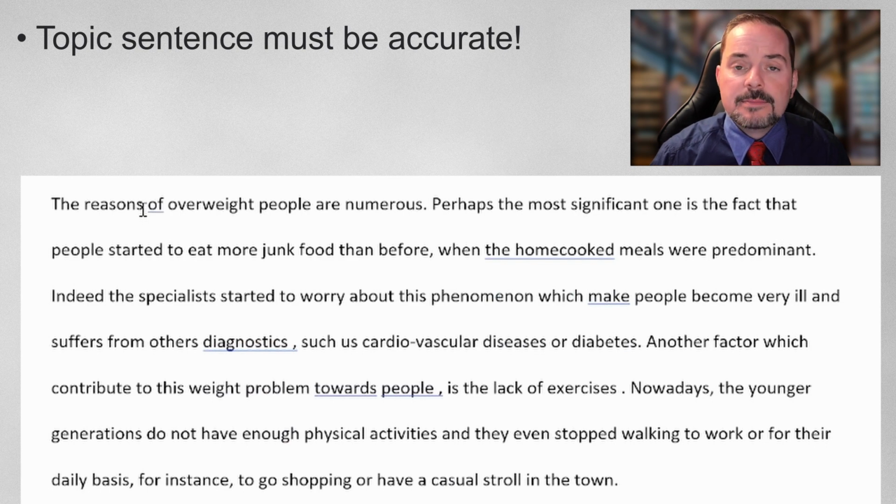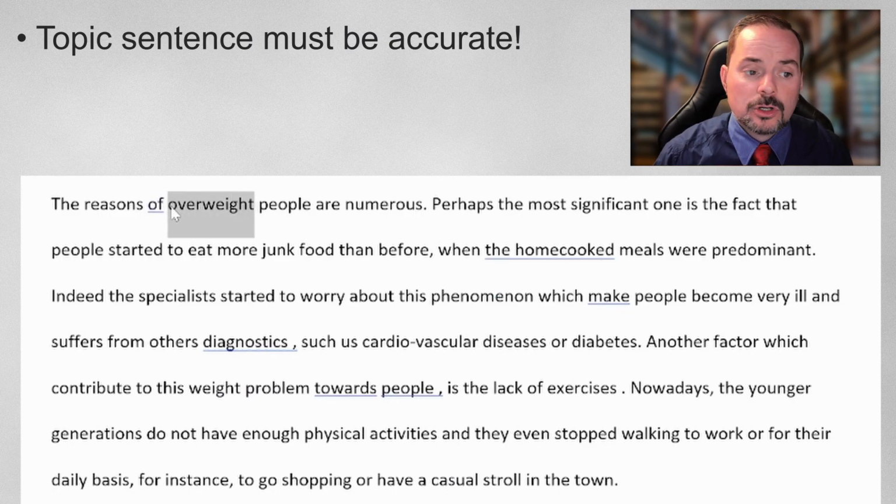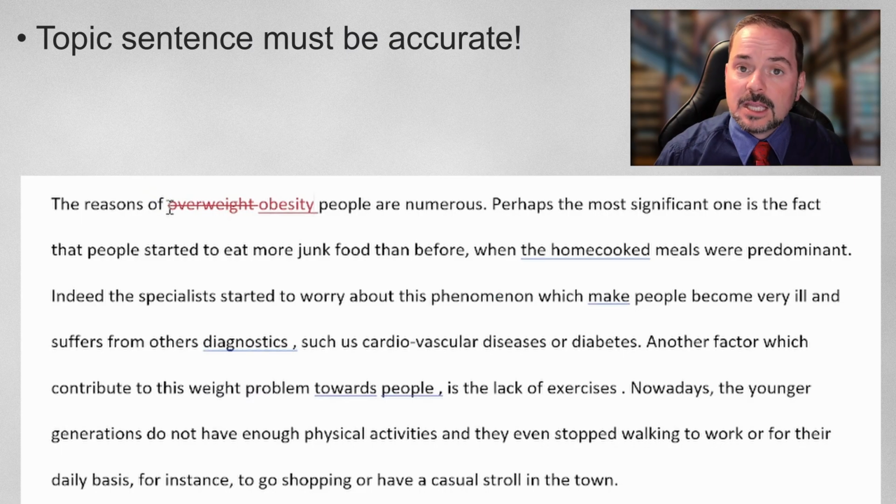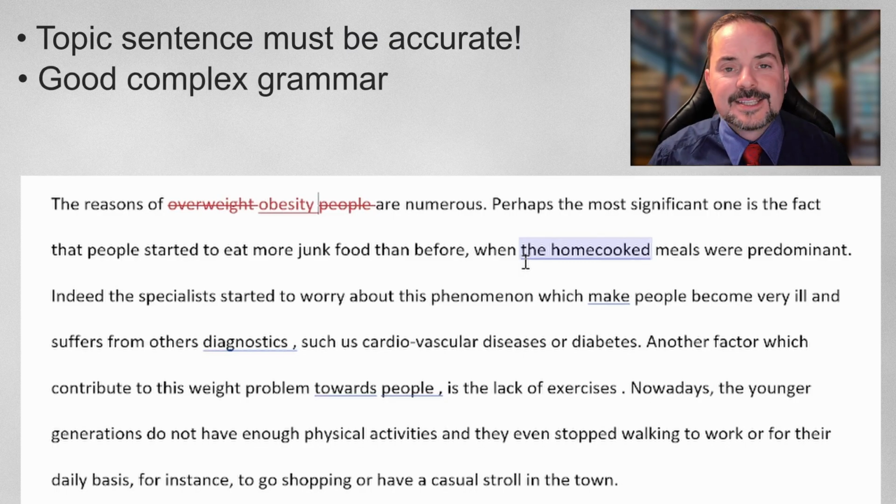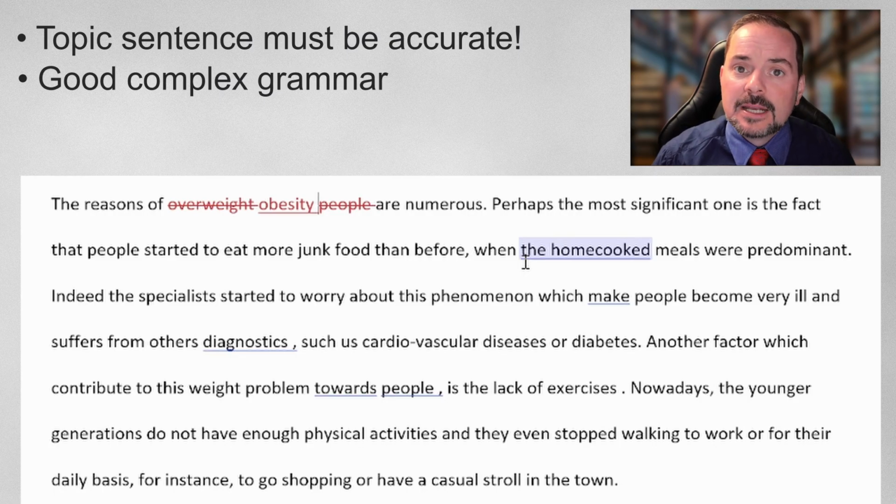In this case, making a grammatical correction, like the reasons of being overweight, or simply using a more direct term, the reasons of obesity, are numerous, is a good correction to pay attention to when the student reviews their essay before finishing the exam. In the next sentence, this candidate does a good job of using complex grammar with a dependent and independent clause, joining the two elements with the conjunction before.